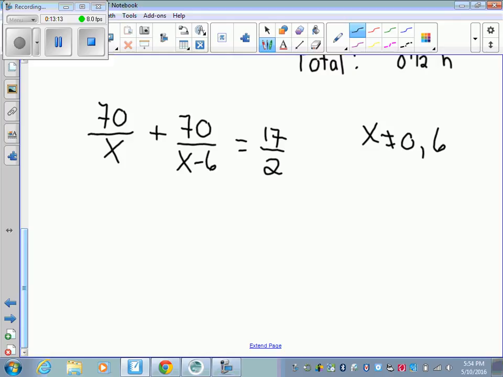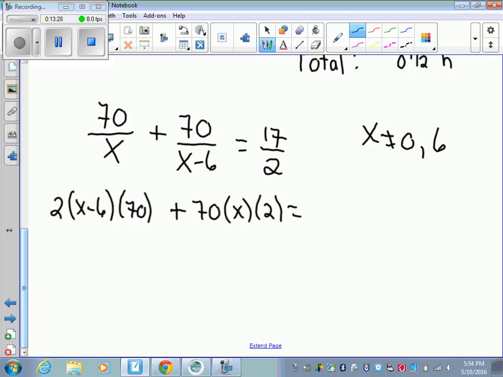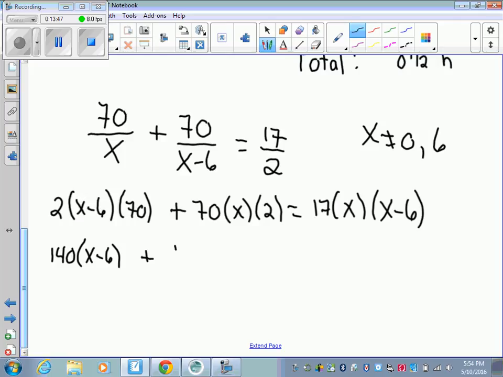So this piece is missing a 2 and an x minus 6, and the 70. This piece is missing the x and the 2. And this part is missing the x and the x minus 6. No more denominator. All right, I'm going to do this first. 2 times 70 makes 140, and then multiply it by the x minus 6.